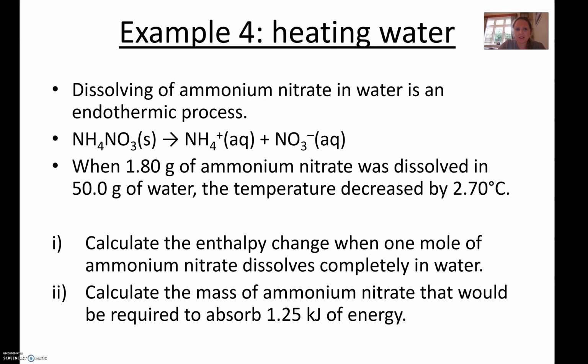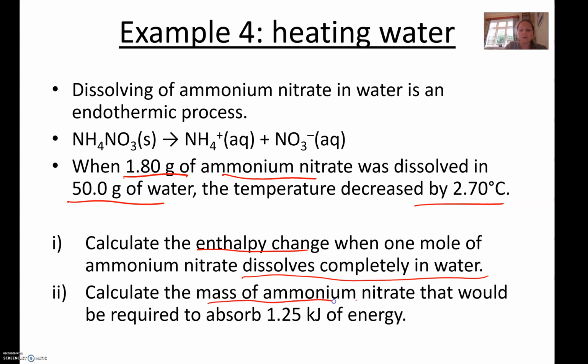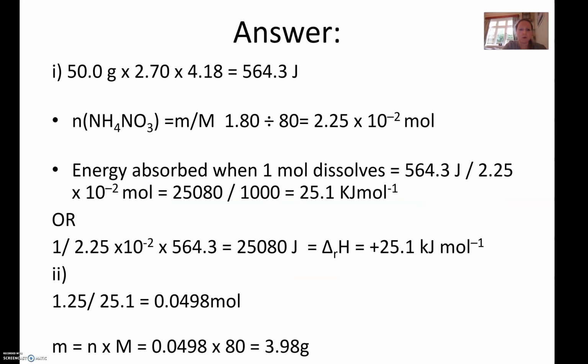So here's another example. This is example 4. This one here is dissolving ammonium nitrate in water. It's an endothermic process. When 1.8 grams of ammonium nitrate was dissolved in 50 grams of water, the temperature decreased by 2.7 degrees. Calculate the enthalpy change when 1 mole dissolves completely in water, and calculate the mass of ammonium nitrate that would be required to absorb 1.25 kilojoules of energy. So this second part's a little bit new, but the first part is just per normal.